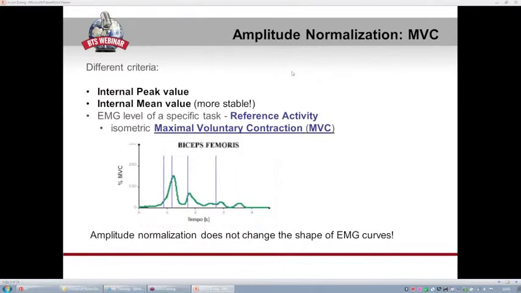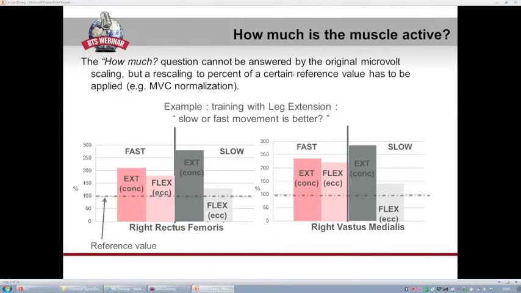I would like to conclude that now with another widely used criterion for amplitude normalization, that is the normalization with respect to the maximum voluntary contraction value. Remember that amplitude normalization is a useful tool for data comparison about the amplitude of the signal. The how much question cannot be answered by the original microvolt scaled amplitude. But in that case, a rescaling to a percentage of a certain reference value has to be applied, for example, with respect to the maximum voluntary contraction.